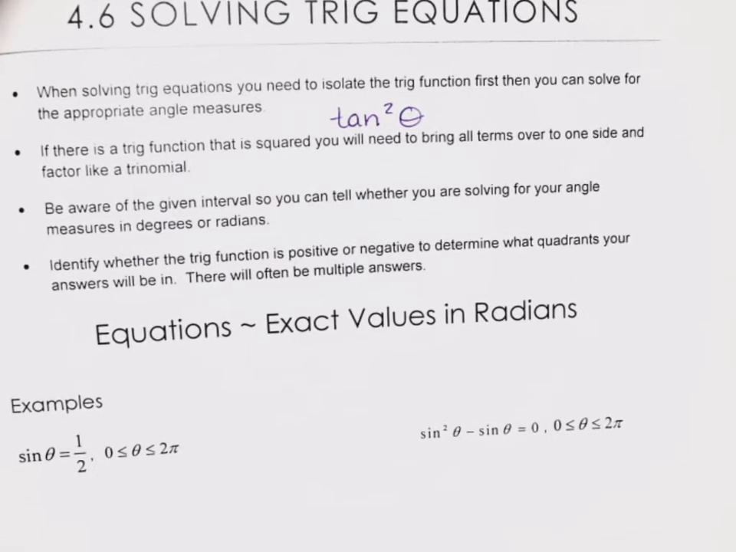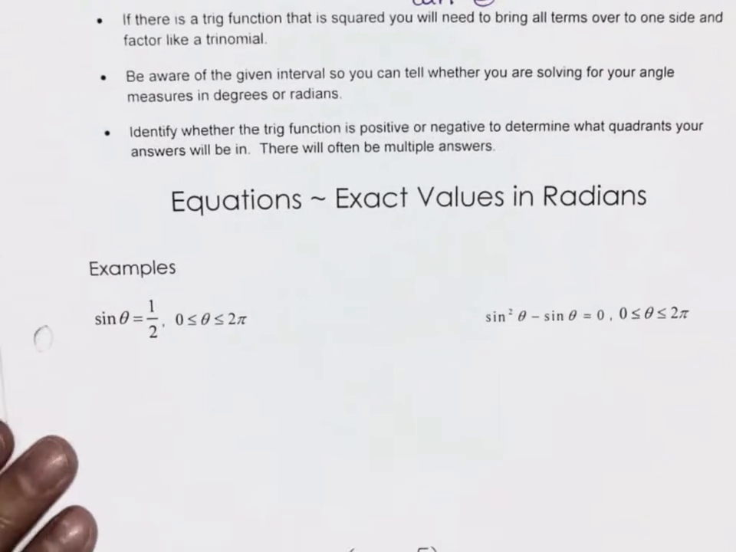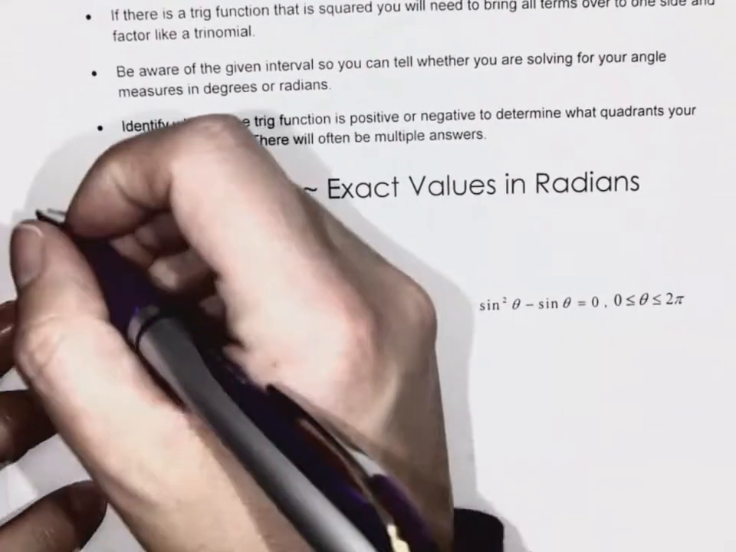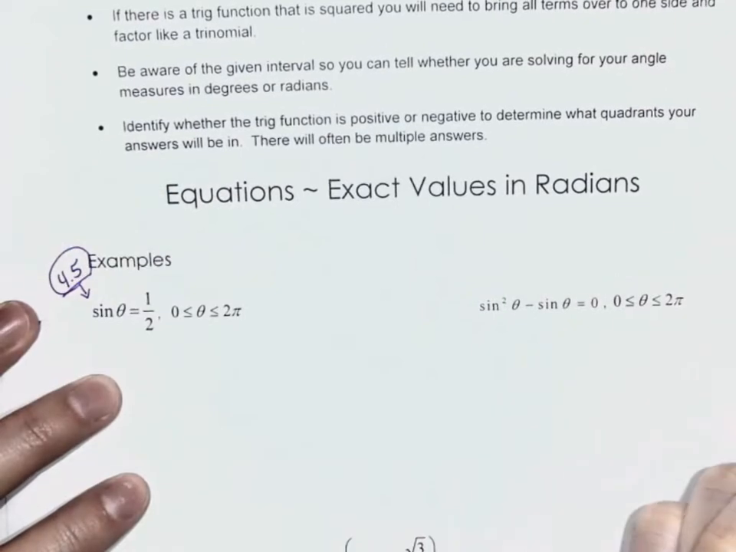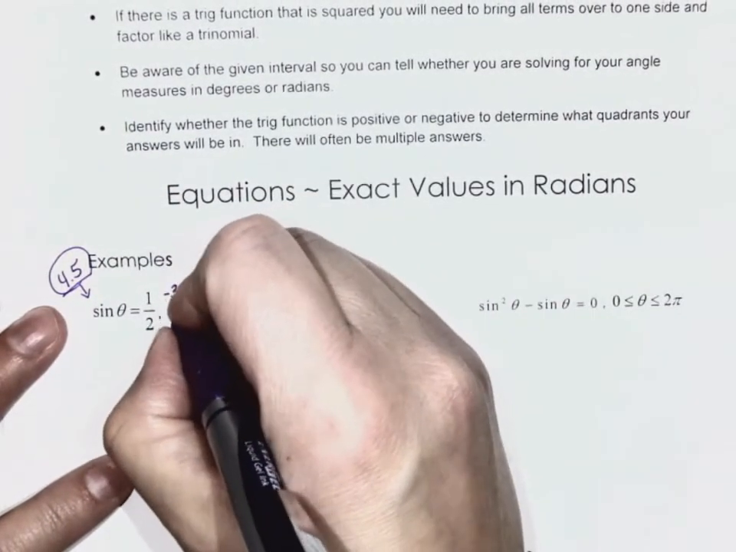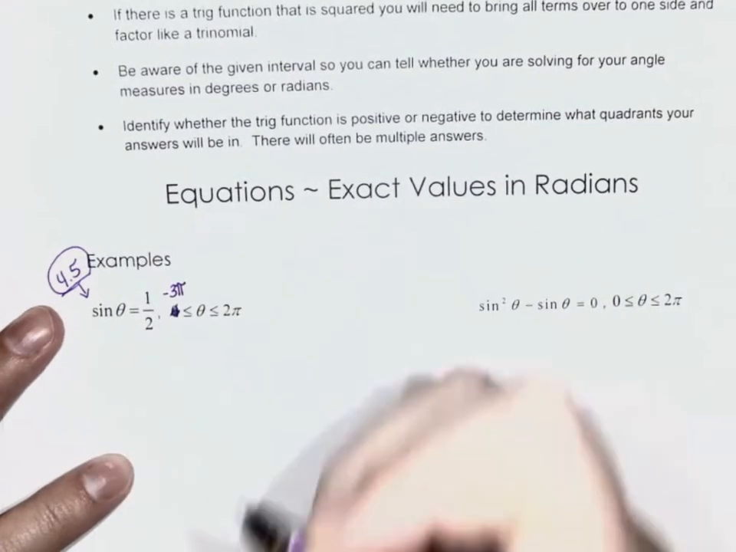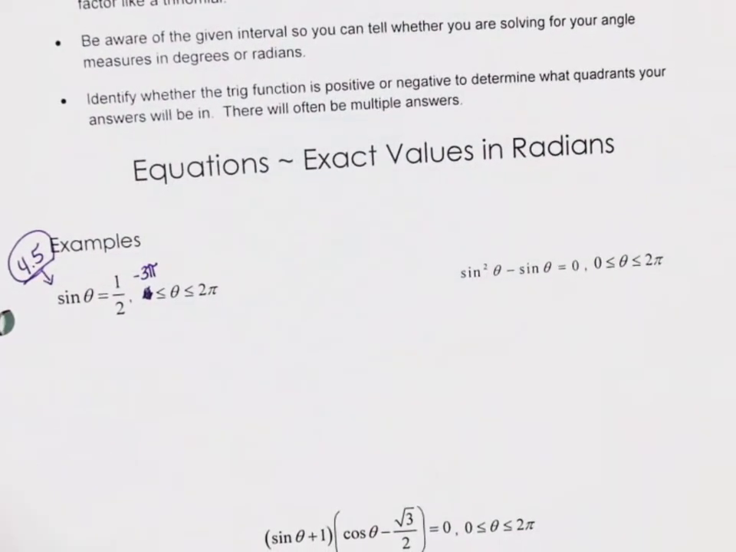So that's 4.5, but we're adding the solving. So let's go to sine theta equals 1/2. And that's a nice easy one. This is 4.5. We're going to start off with 4.5. And let's change that restriction to something more exciting. Let's change that 0 to -3 pi. That's exciting.